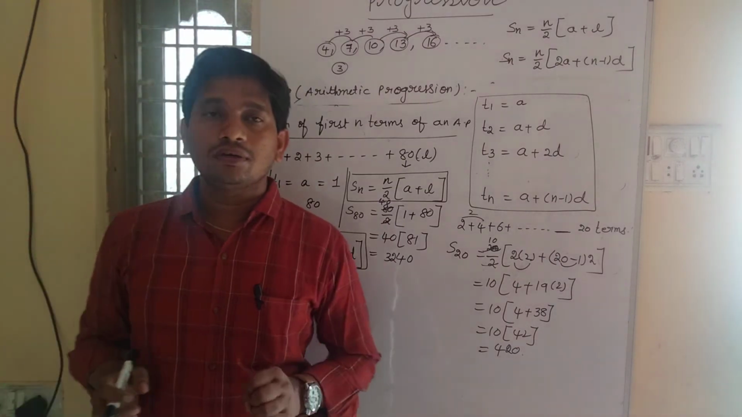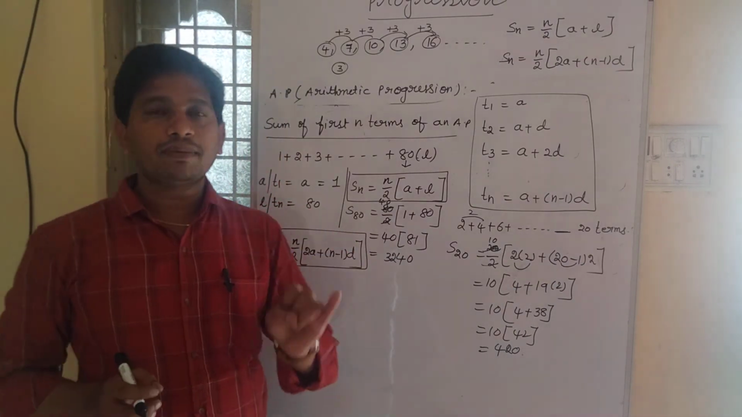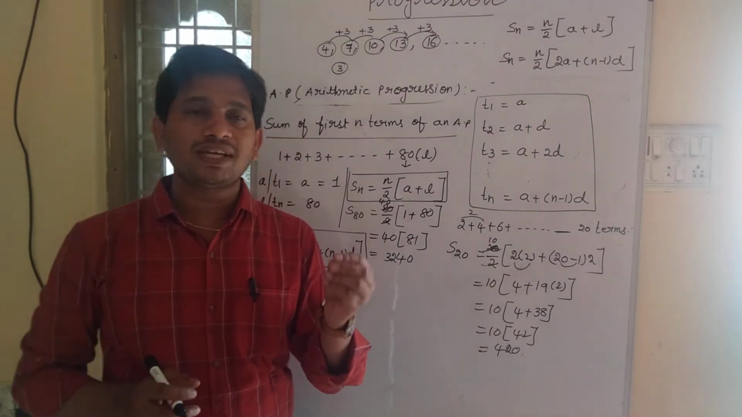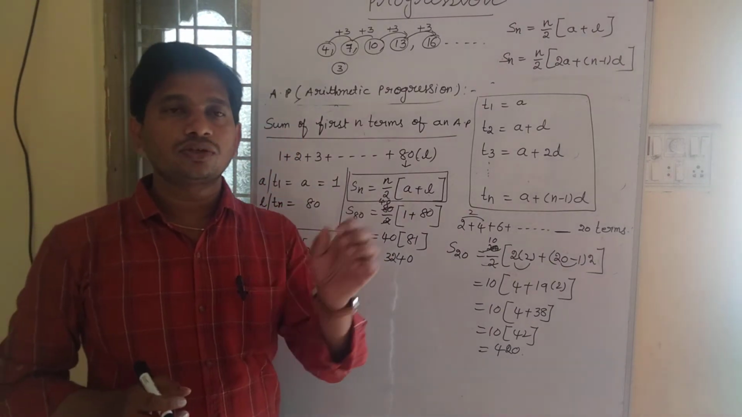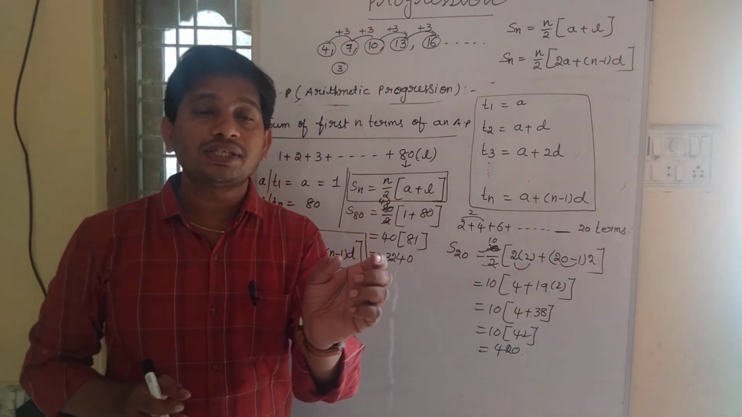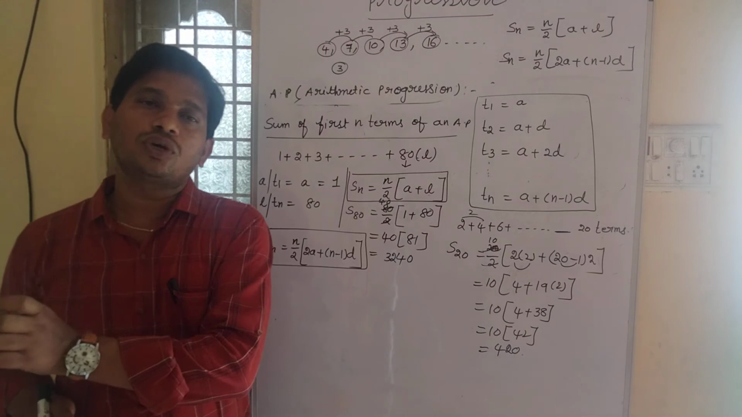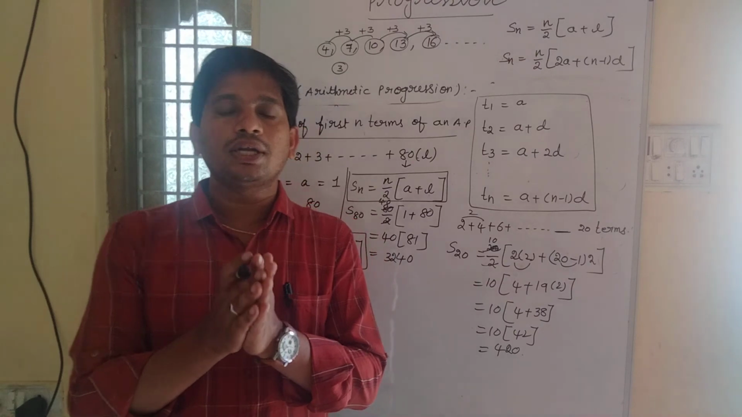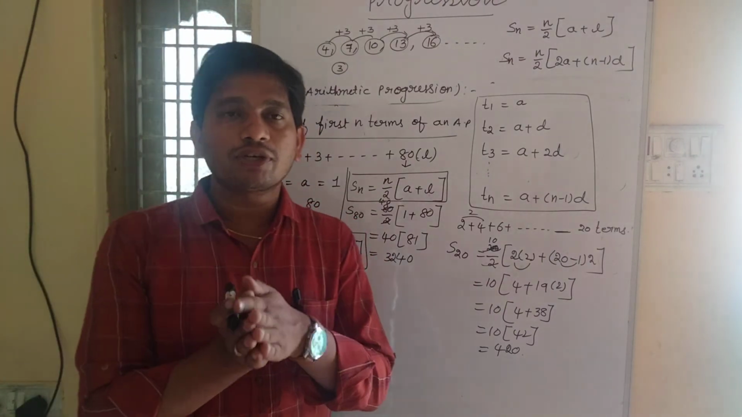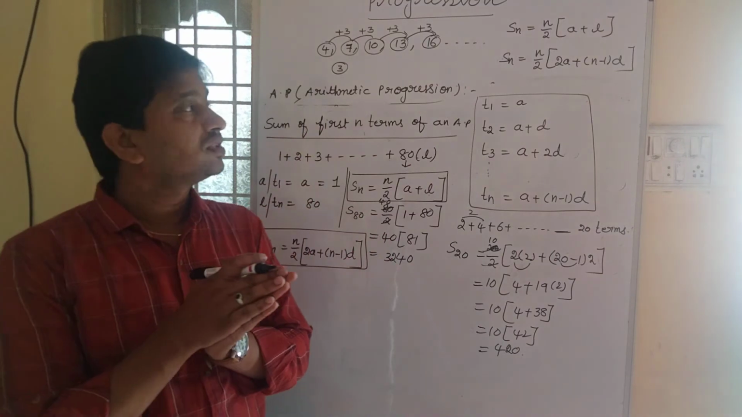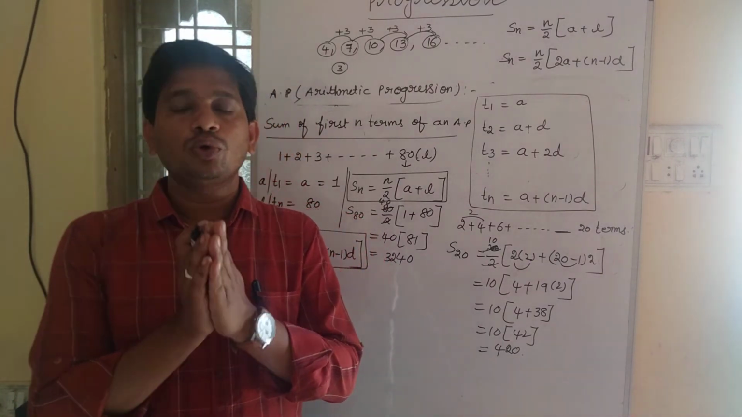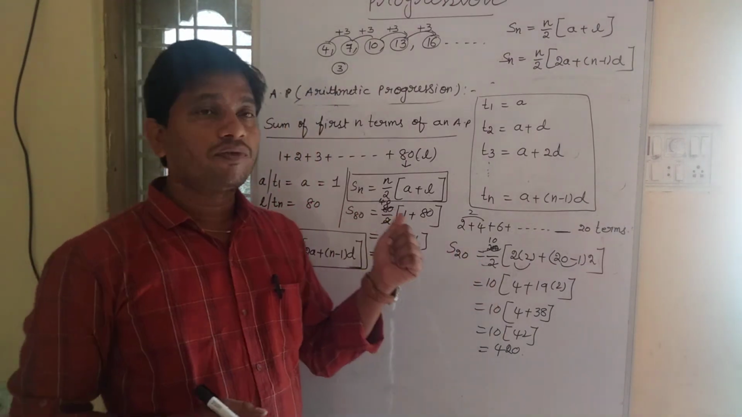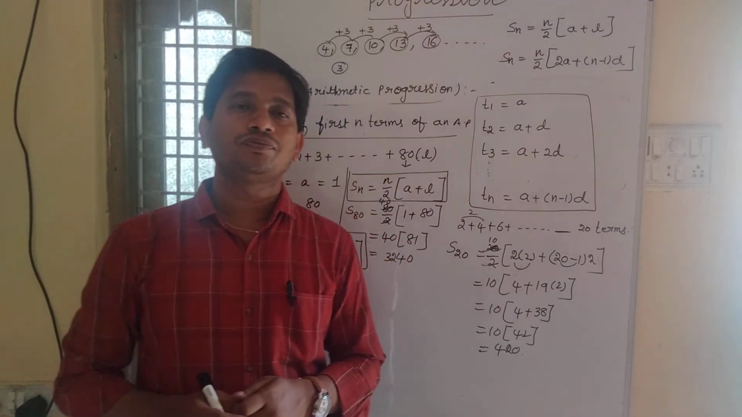So we have learned the topic of arithmetic progression. The first term is a. The formula for the nth term is Tn equal to a plus n minus 1 into d. And also the general form of an AP is a, a plus d, a plus 2d, a plus 3d and so on, a plus n minus 1 into d. Also we have discussed the sum of first n terms of an AP, that is Sn is equal to n by 2 into a plus l, and Sn is equal to n by 2 into 2a plus n minus 1 into d. I hope the concept of arithmetic progression is very clear to you.